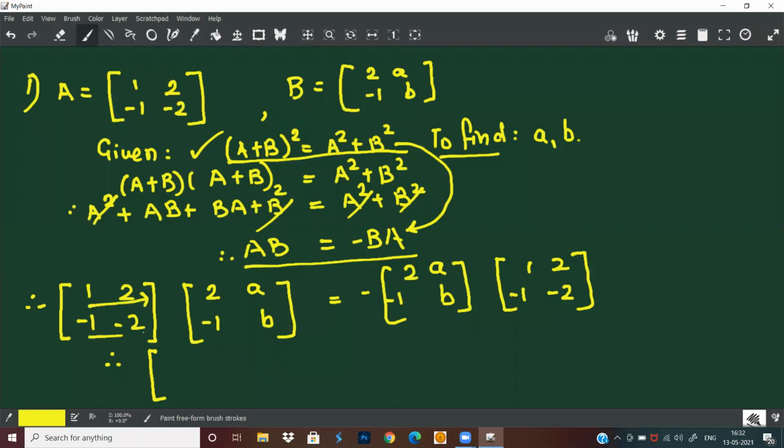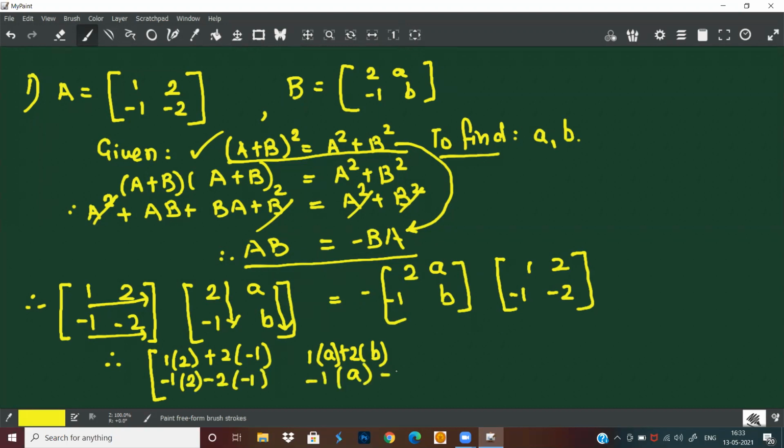See, you will go row wise for the first and column wise for the second. So it is 1 × 2 + 2 × -1. Then for this element, you will use first row but second column. So it's 1 × a + 2 × b. For the second row, you will use second row with first column and then second row with second column. So -1 × 2 + -2 × -1 and -1 × a - 2 × b. This is your left hand side.